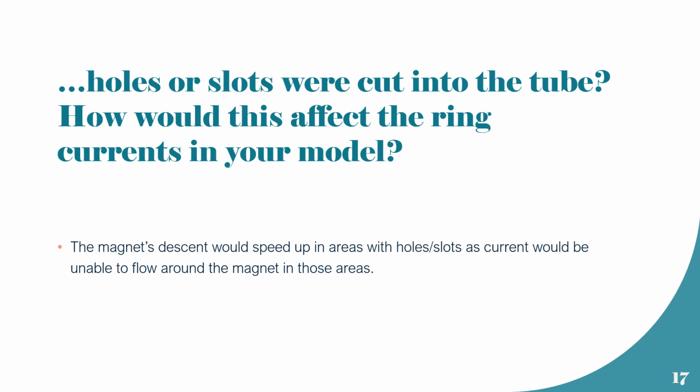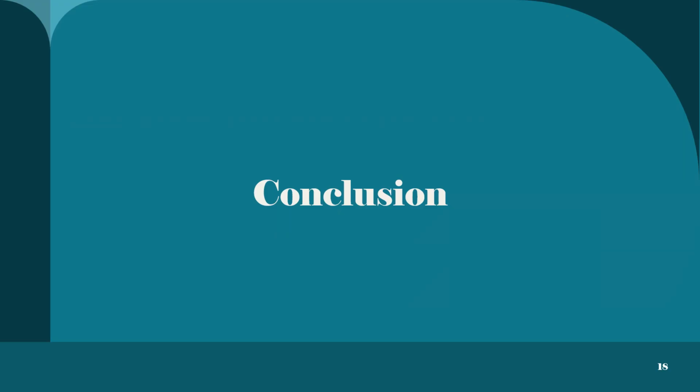In conclusion, when you drop a magnet through a tube of material where current may flow, it will slow the magnet as a result of Faraday's law.